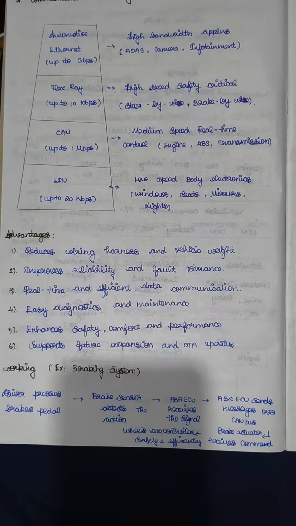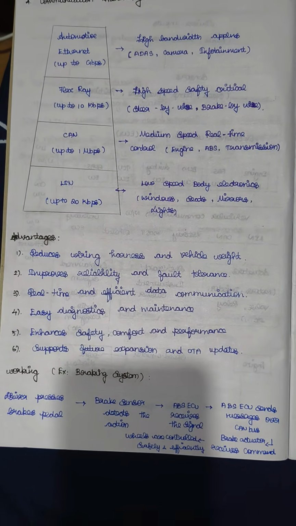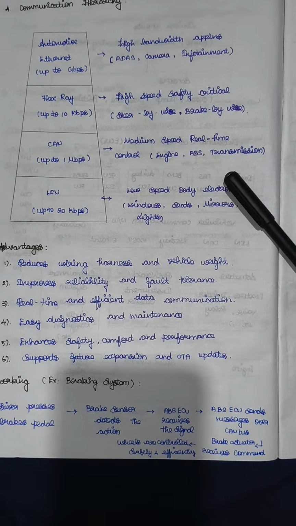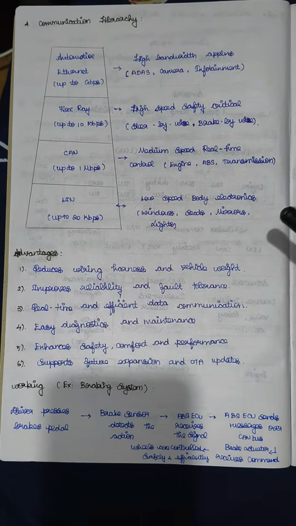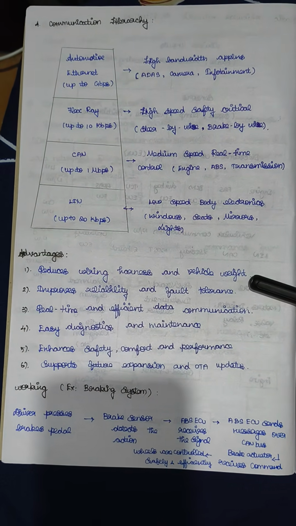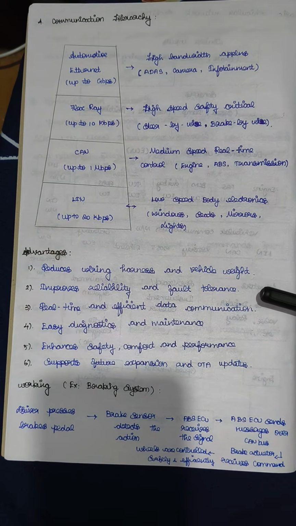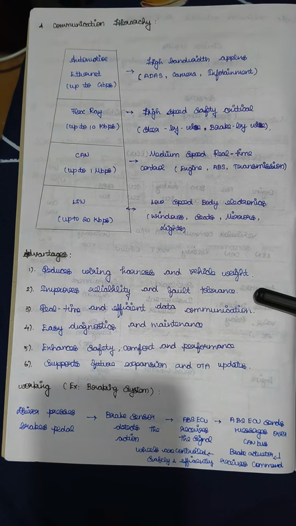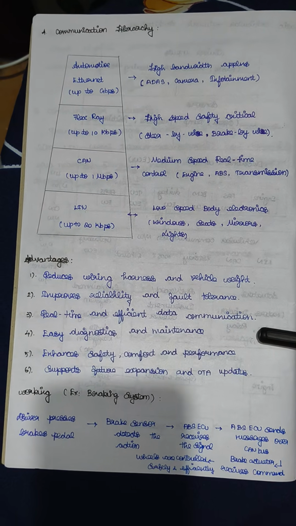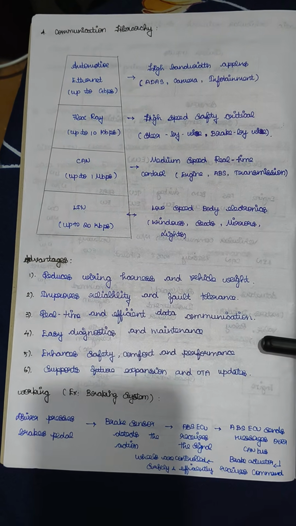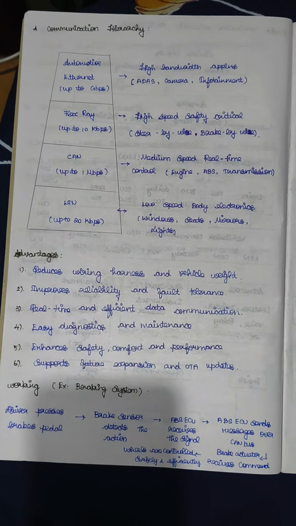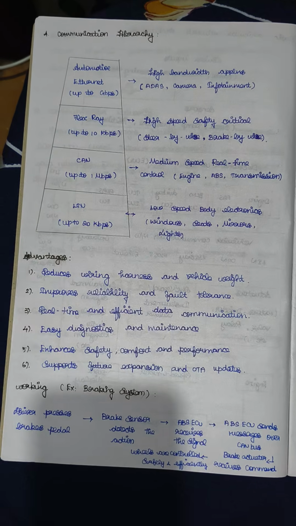The next topic is the advantages of vehicular networking. First, it reduces the wiring harness in the vehicle, and it improves reliability and fault tolerance. It also enables real-time and efficient data communication, and it makes vehicle diagnostics and maintenance easier. It also enhances safety, comfort, and vehicle performance. And finally, it supports future expansion and OTA updates. Therefore, networking is an essential part of modern vehicle architecture.